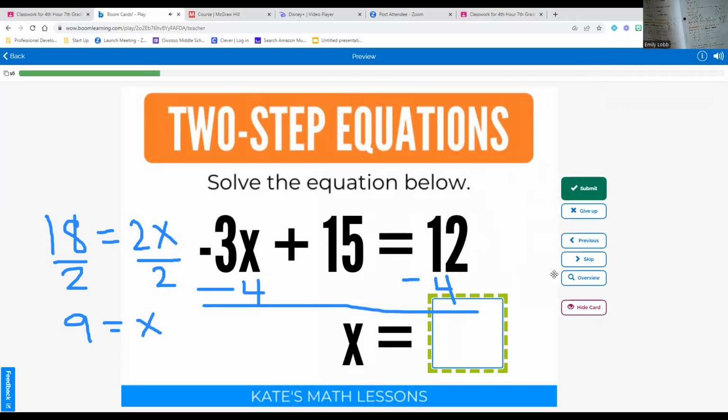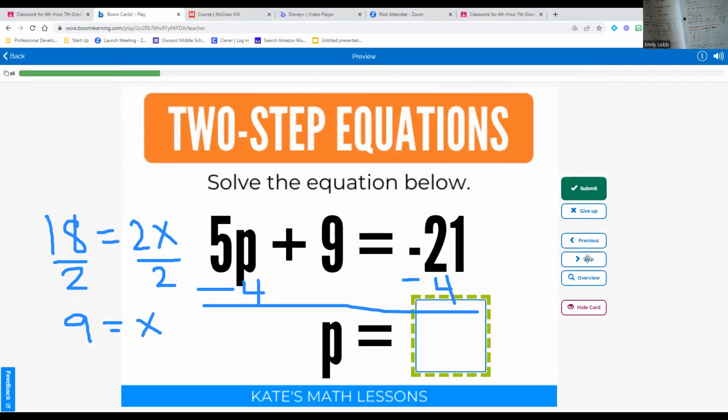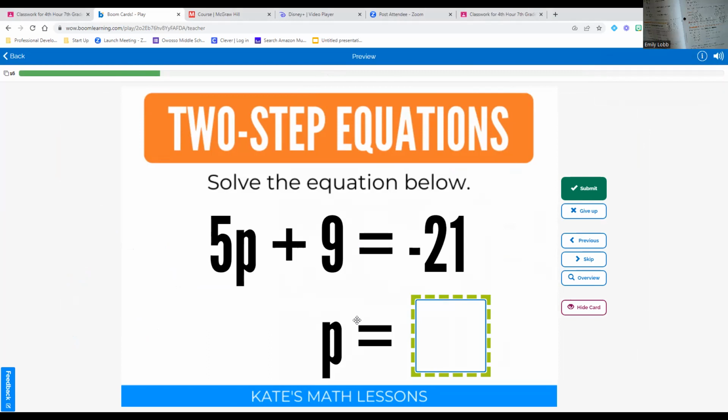All right. Don't forget to divide by the whole thing, not just by 3, but a -3. This looks okay. This looks okay. Be careful of your integer rules. Right? When I subtract 9, it's getting more negative here.